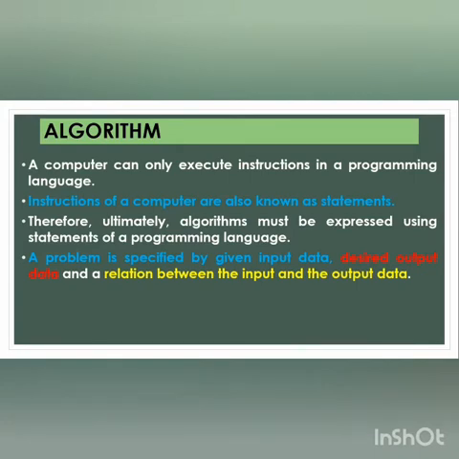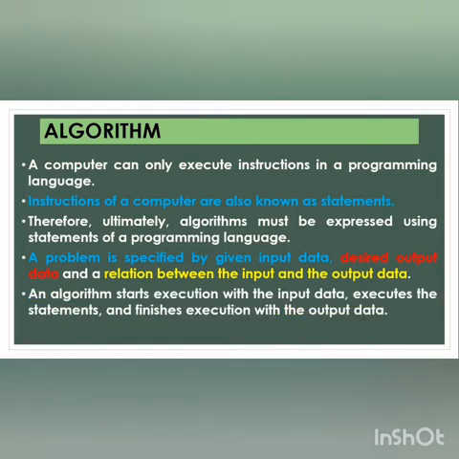A problem is specified by given input data to the computer, and also we have to mention the desired output data and a relation between the input and the output data. So, these three things will be specified while giving a problem. The first one is the input data, the second one is the desired output, and the third one is the relation between the input and output. With these three things, the computer will process and produce the result.